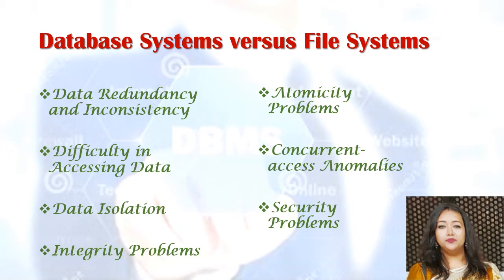So what happens in data isolation? Data are scattered in various files, and files may be in different formats. Writing new application programs to retrieve the appropriate data is difficult. In integrity problems, the data values stored in the database must satisfy certain types of consistency constraints. For example, the balance of a bank account may never fall below a prescribed amount, such as rupees 500.